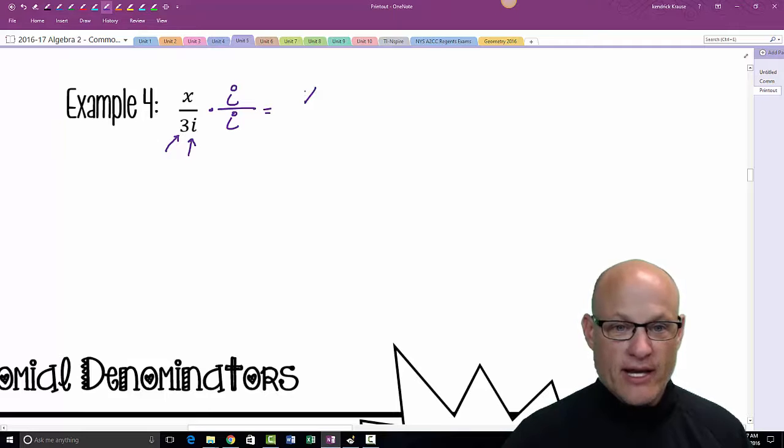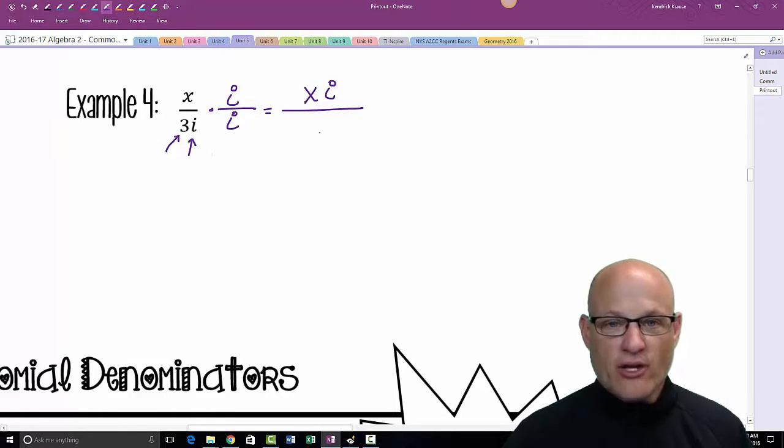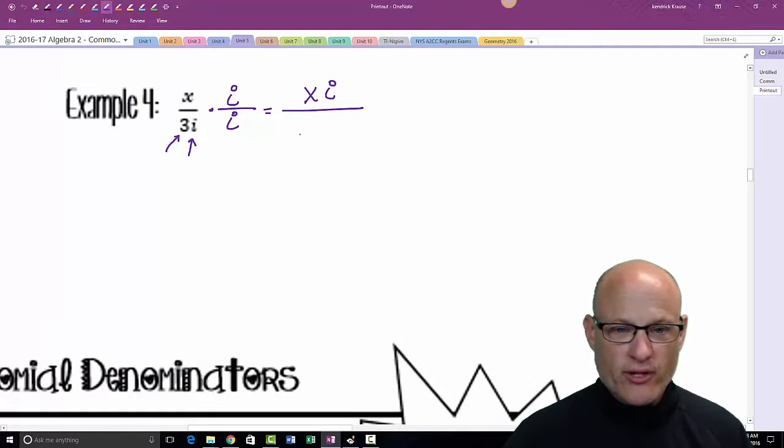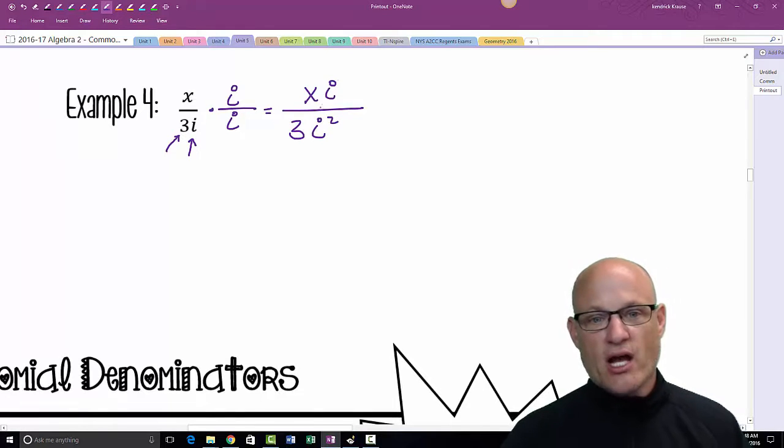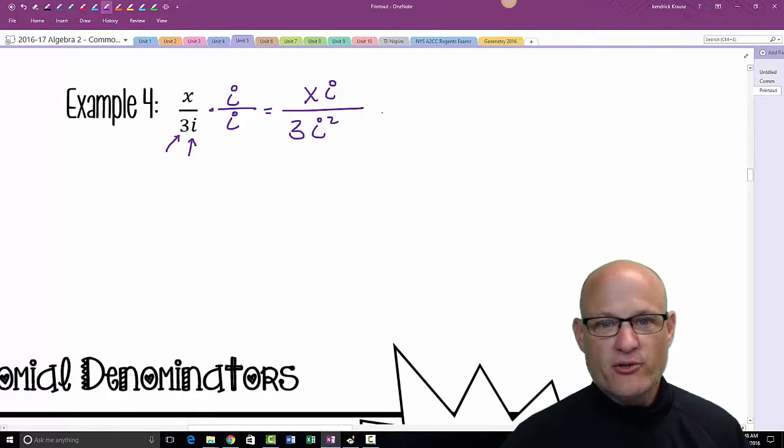So in the numerator, I get xi. I always have this kid who goes, oh, the i's cancel. No, don't do that. In the denominator, I get 3i squared. And they're like, oh, that i cancels with another i, and we end up with x over 3i. No, you goofball, don't do that.